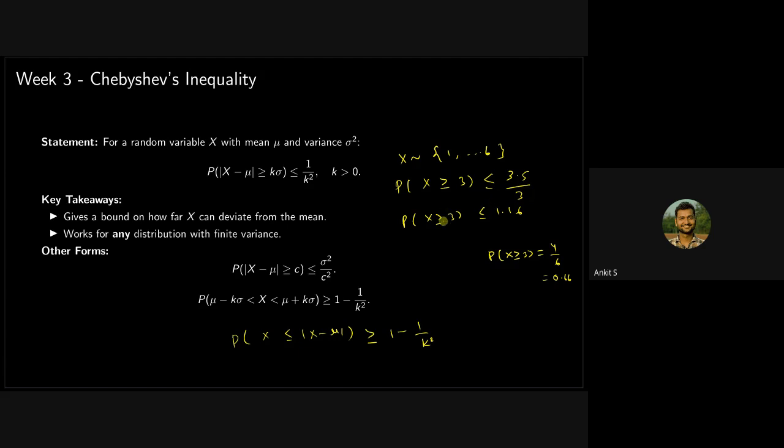Sir, before that, can you tell me how it was 4 by 6? The probability that x is greater than or equal to 3 means it can take values 3, 4, 5, 6. There are a total of 4 values out of 6.